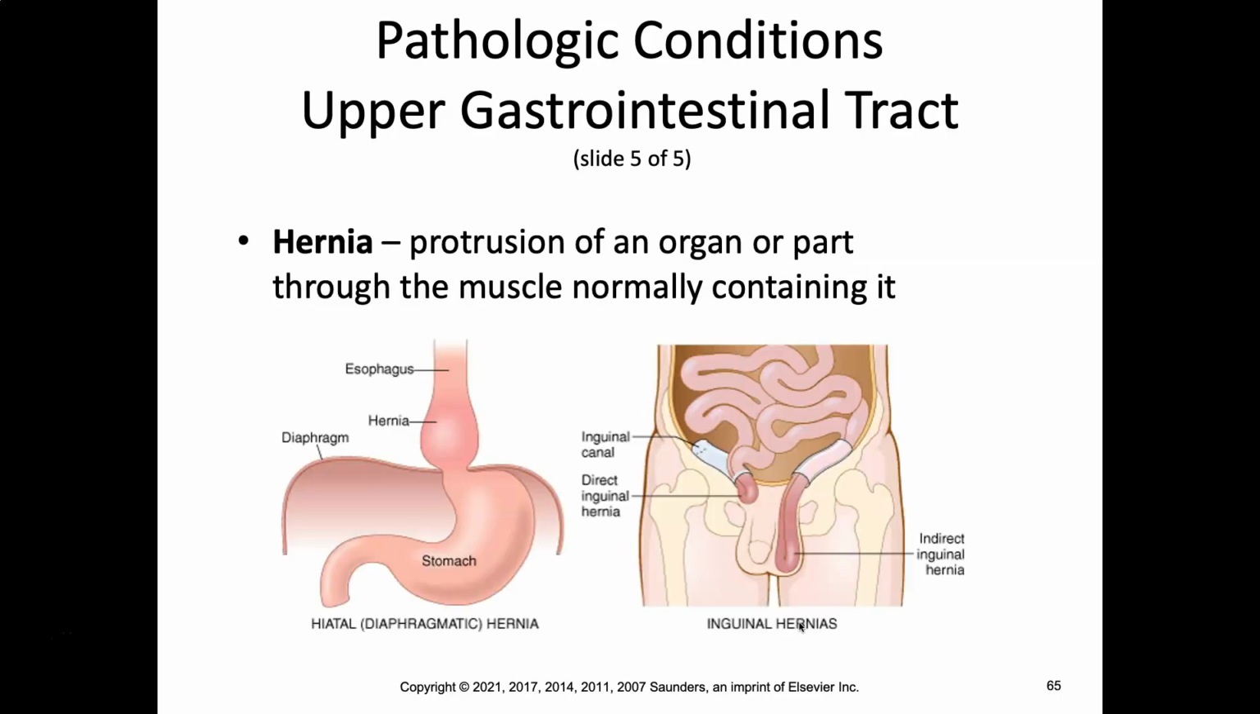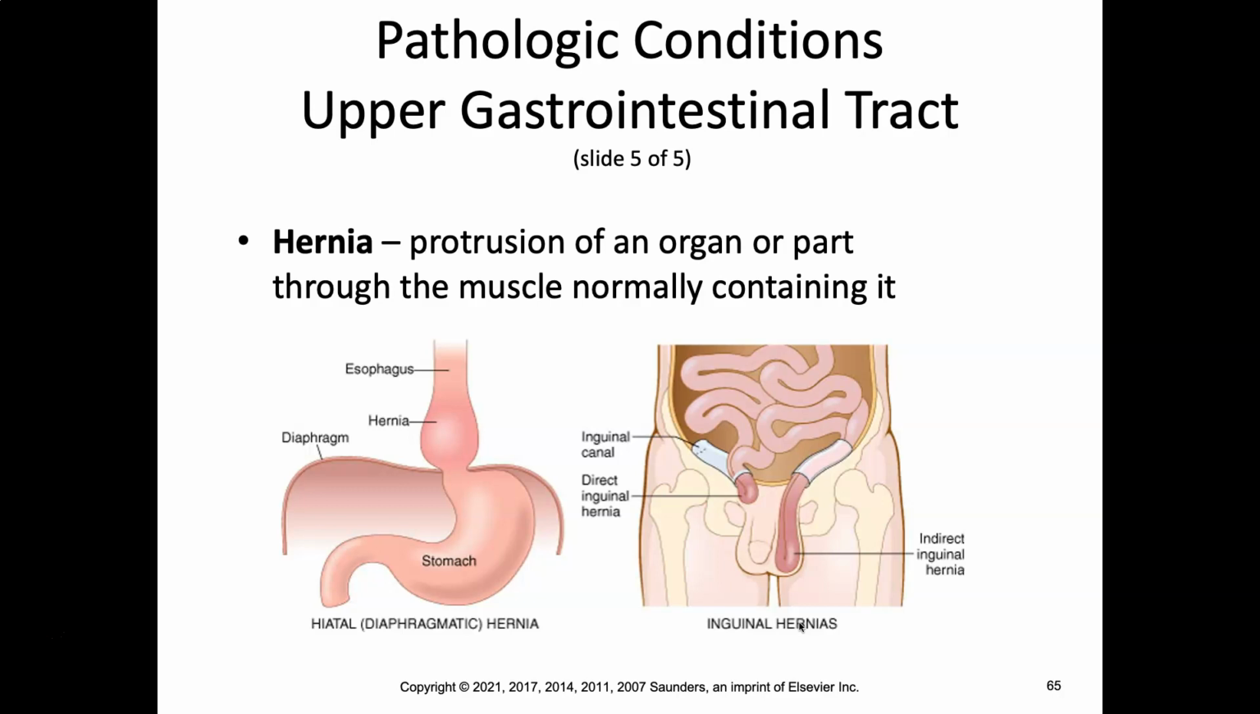Hernia. We talked about hernias before. That's where there's a protrusion of an organ or part through the muscle that normally contains it. I mentioned before that inguinal hernias are common. Umbilical hernias happen. There are all of those. You can have a hiatal hernia, which is what they show here on the left-hand side of your screen, where it gets caught in the diaphragm and protrudes where it shouldn't.